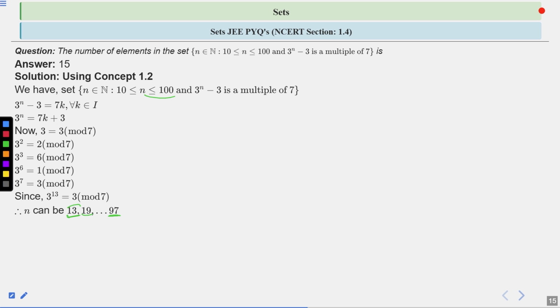As you have to find natural numbers less than or equal to 100. Now simple: how many n values are you getting? Simply 15. So the total number of elements in the provided set will be 15. Clear?